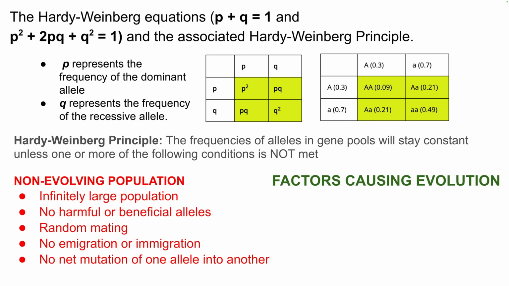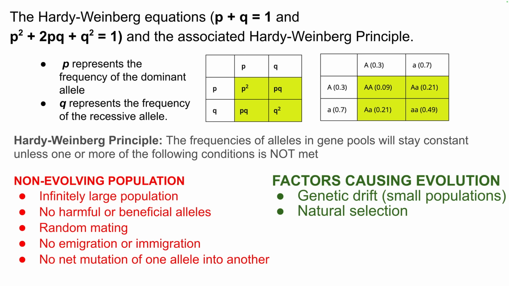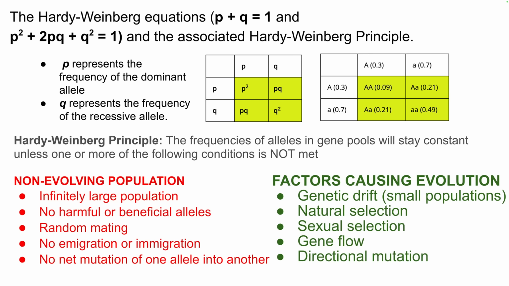This enables us to identify the factors that cause evolution. These are genetic drift, random change in small populations that's caused by things like population bottlenecks or the founder effect, natural selection. Some alleles are harmful, some alleles are beneficial. Sexual selection, some phenotypes are more attractive than others. Gene flow, where genes move from one population to another, or directional mutation, where one allele mutates into another. These are all the factors that cause evolution.